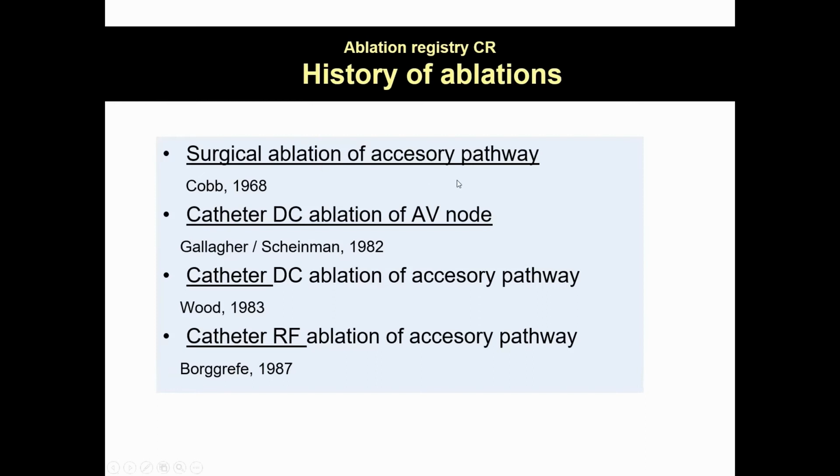The first surgical ablation of an accessory pathway was done in 1968 by Kopp. The first catheter and DC ablation of the AV node was done by Scheinman in 1982. The first DC ablation of an accessory pathway was by Wood in 1983. And the first radiofrequency ablation of an accessory pathway was by Morgan in 1987.